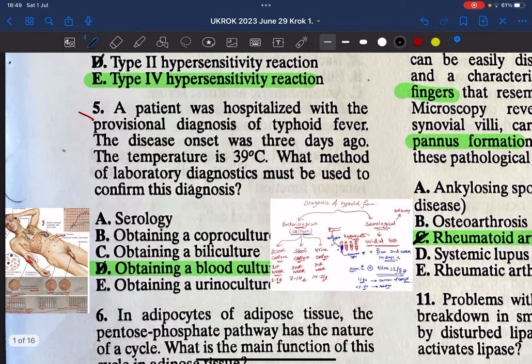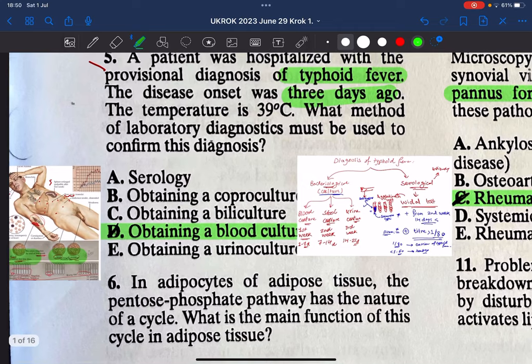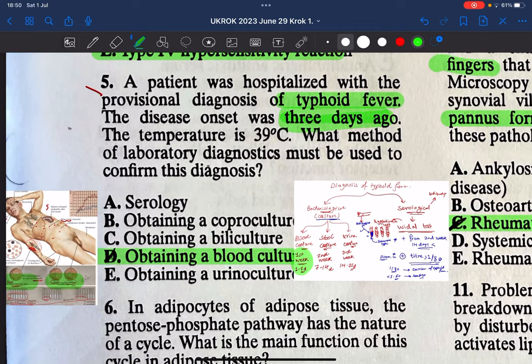This question is about typhoid fever, and they are asking what we should do to diagnose typhoid fever if it happened 3 days ago, what method of culture we should get. If we take the time frame, for the first week blood culture will be positive, then later urine and feces culture will be positive. So the first week is blood culture, as here the first 3 days, second week stool culture, third week urine culture. Serology, the Widal test, is positive later, as it needs some time for antibodies to form, so positive after the 10th day, after 2 weeks approximately.